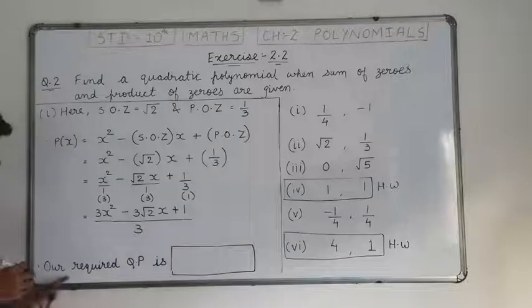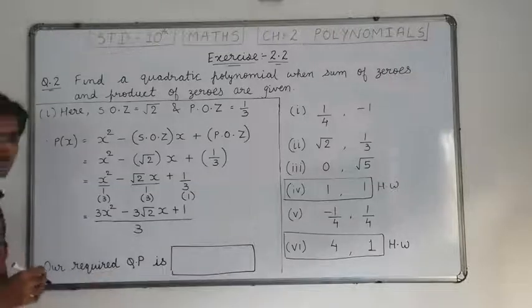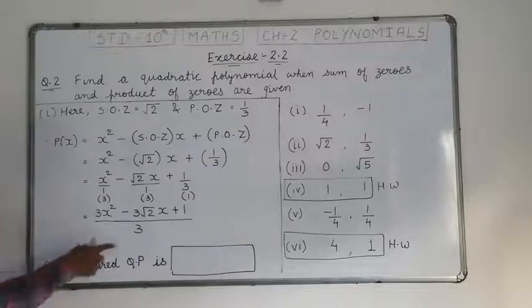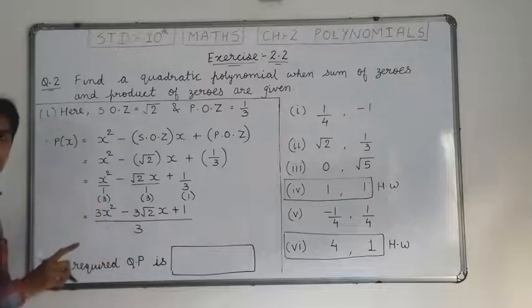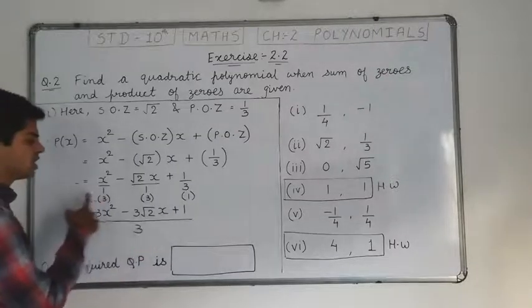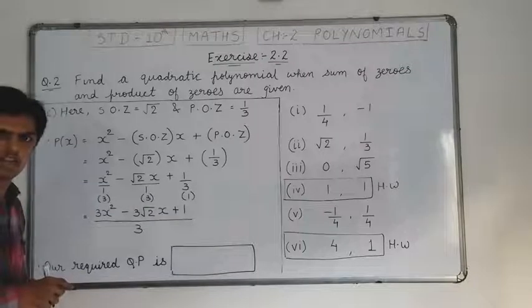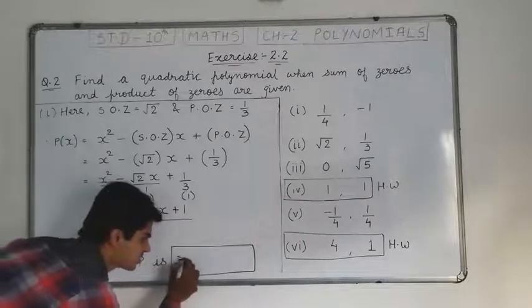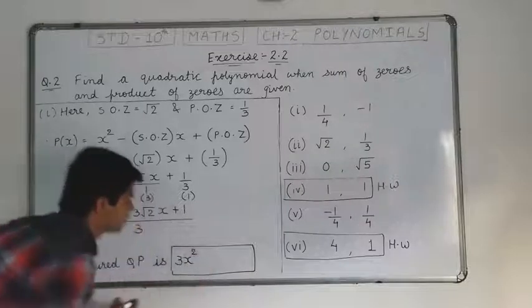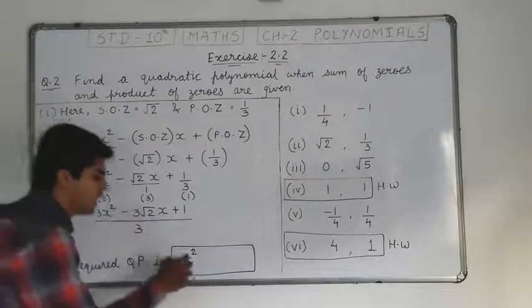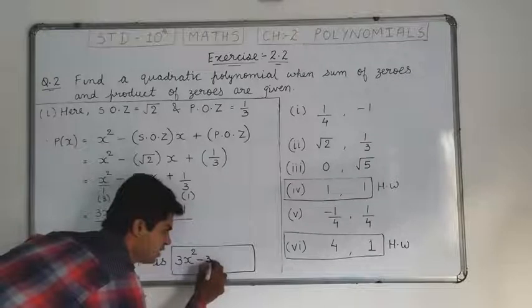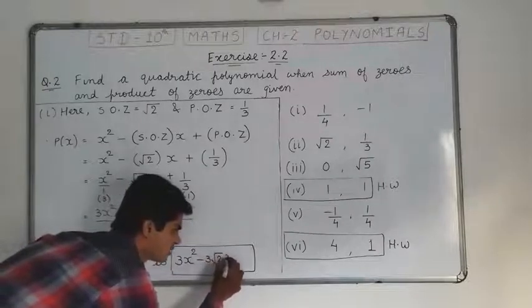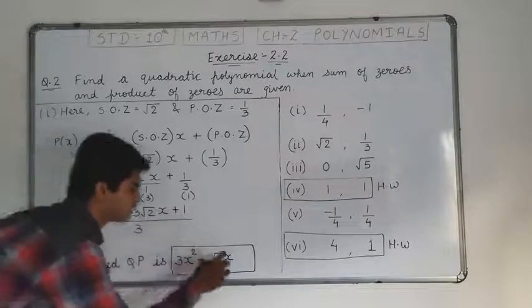Now you know what will be your required quadratic polynomial. Remove the denominator. Whatever is there in numerator, that is your answer. So your answer will be 3x square minus 3 root 2x plus 1.